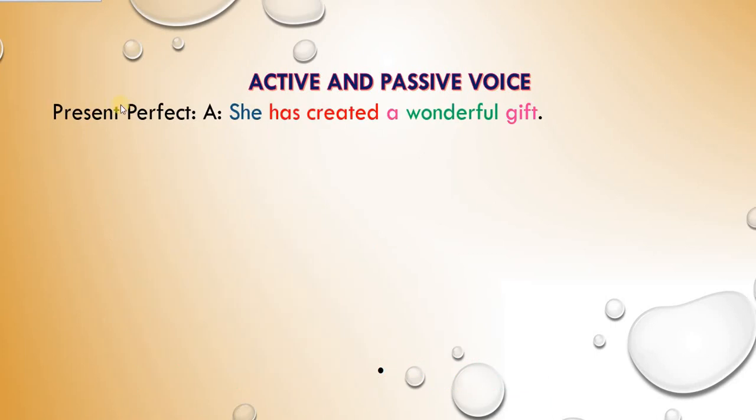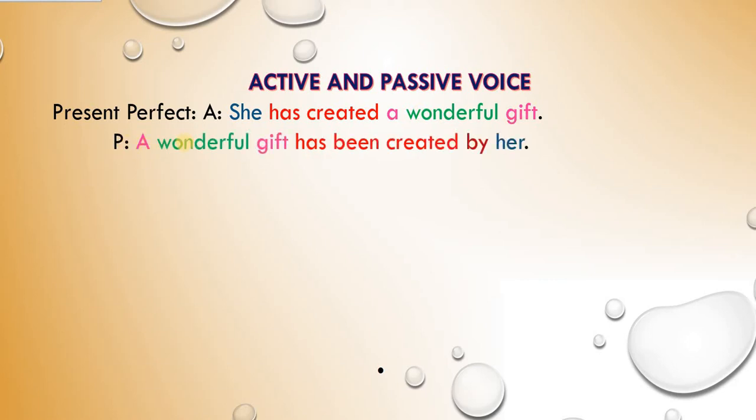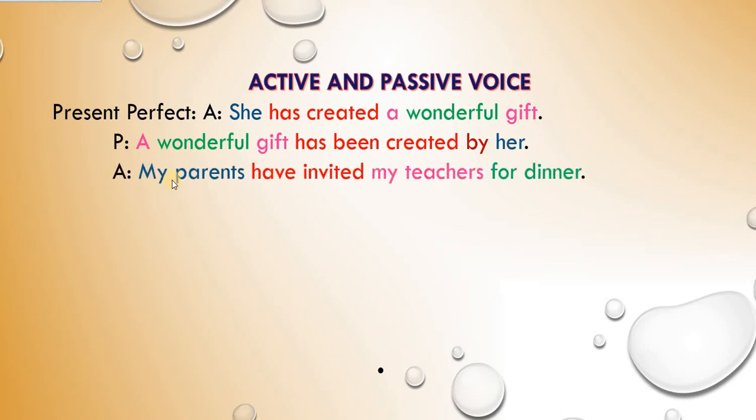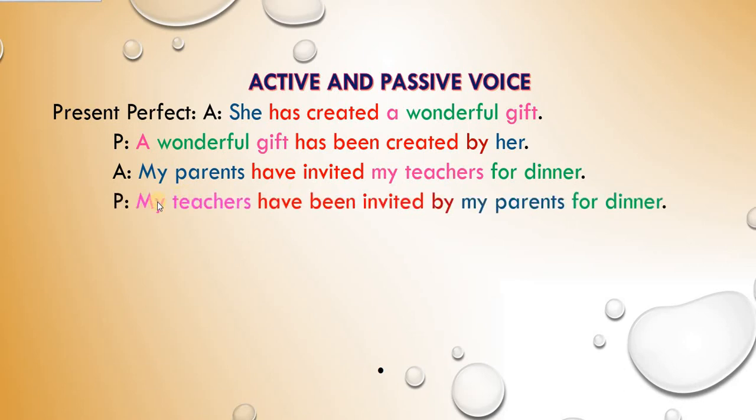Present perfect. Here we know we have to use has, have in the present perfect form of a sentence. She has created a wonderful gift. Passive form becomes a wonderful gift has been created by her. Active. My parents have invited my teachers for dinner. Passive form. My teachers have been invited by my parents for dinner. You can understand how it has been changed from active form to passive form under present perfect tense.